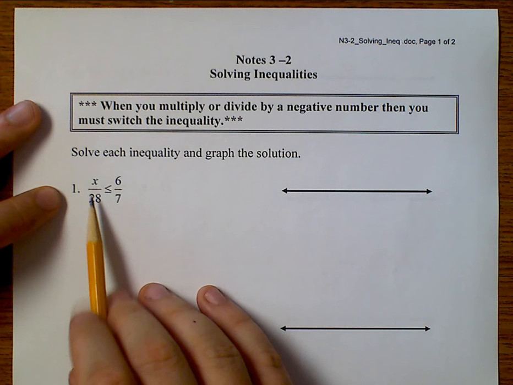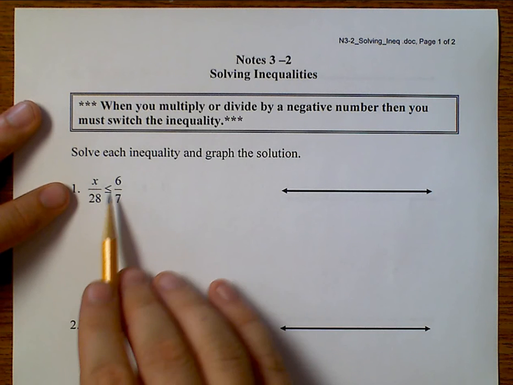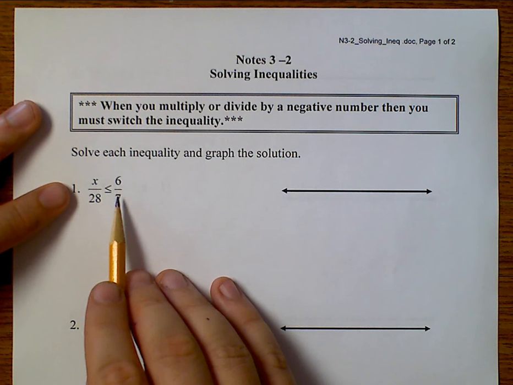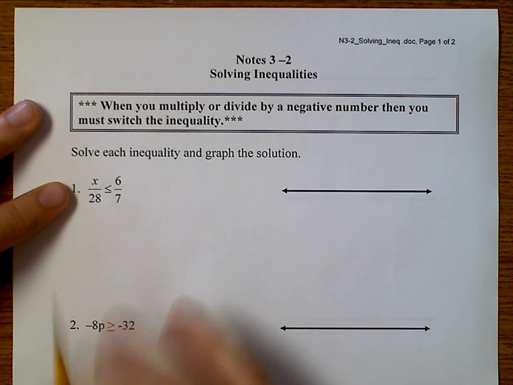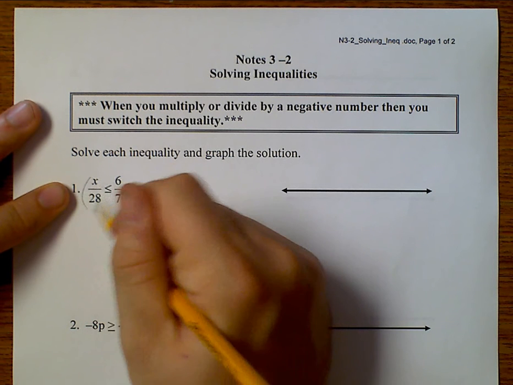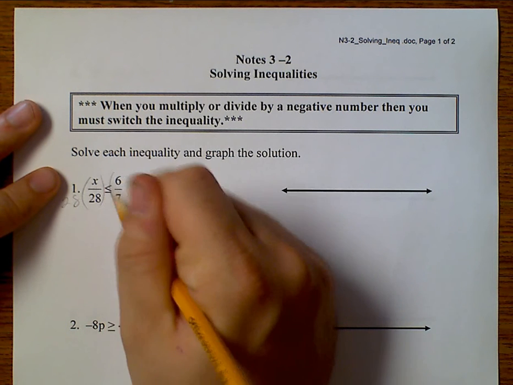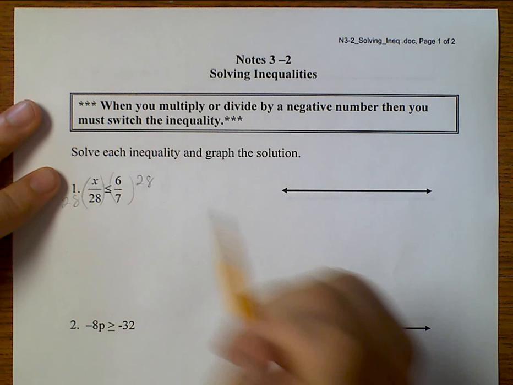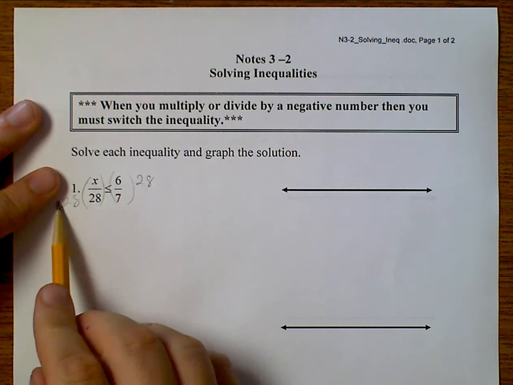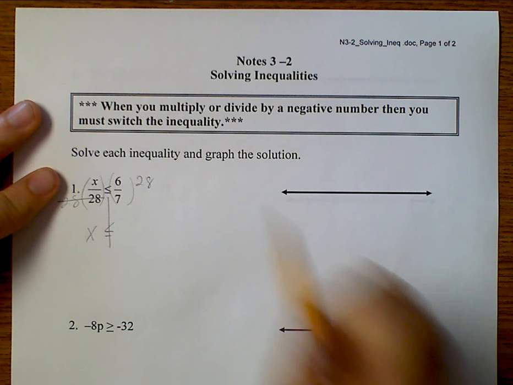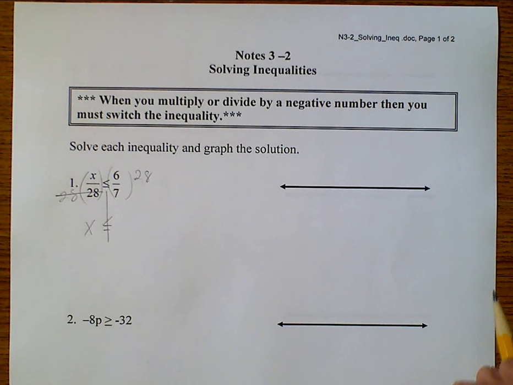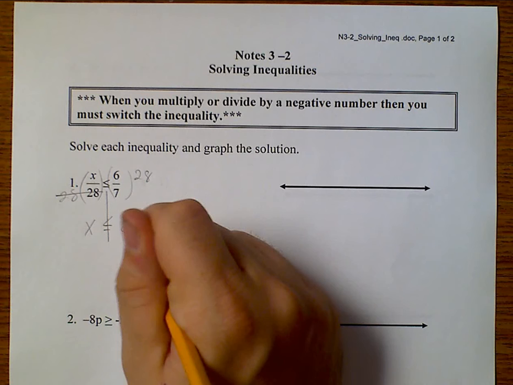We have x over 28 is less than or equal to 6 over 7. Well, I want to get the x by itself. That means the 28 is in the way. So I'm going to multiply both sides by 28. And so what I wind up with is that x is less than or equal to, because this was not negative or positive, and then I do 6/7 times 28, and I get 24.